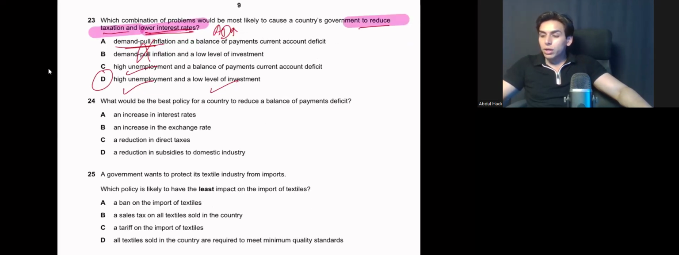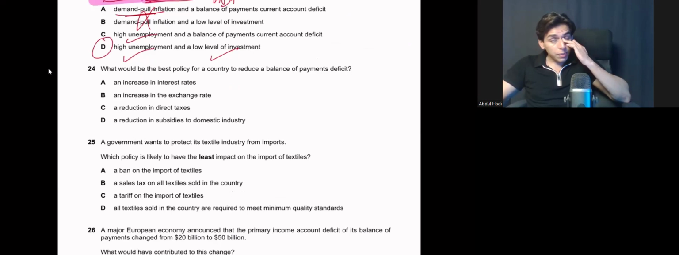What would be the best policy for a country to reduce balance of payment deficit? You need to reduce balance of payment deficit. Which one is the best policy? An increase in interest rate. Now, if you increase your interest rate, what will happen is people will start to save more and spend less. All right. And you have to reduce balance of payment deficit. Now, if people are saving more and spending less, this means their import might fall as well, right? This means that your import will fall as well. Once your import falls, this will lead to a current account surplus, which will further lead to balance of payment surplus. So your deficit will start to fall. So this could be correct.